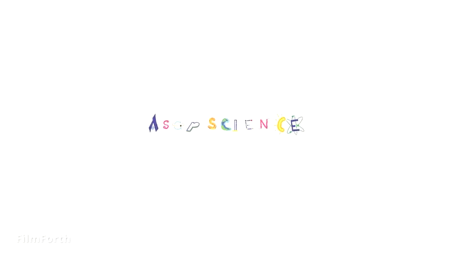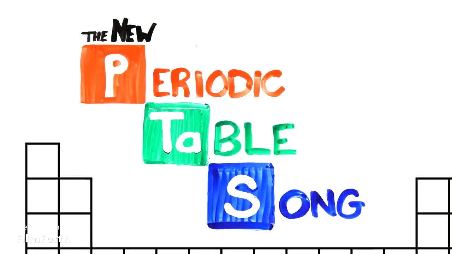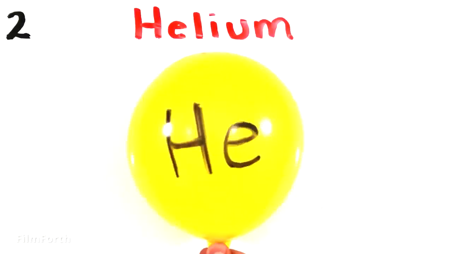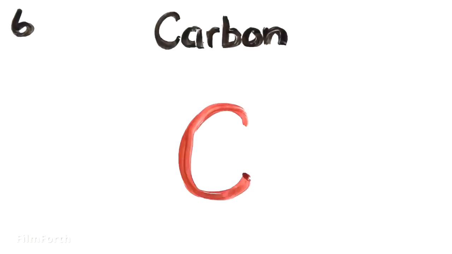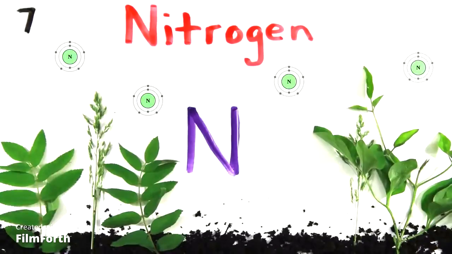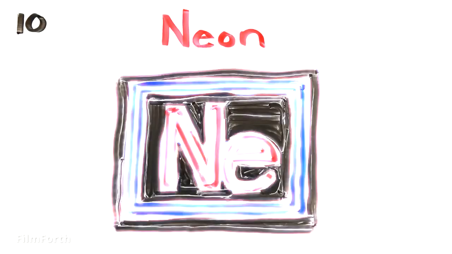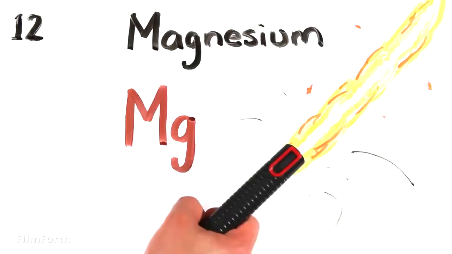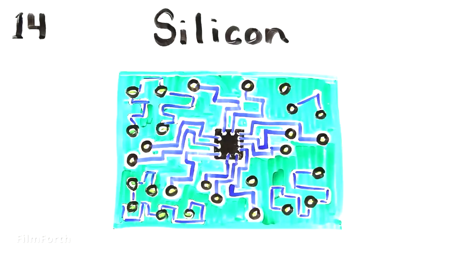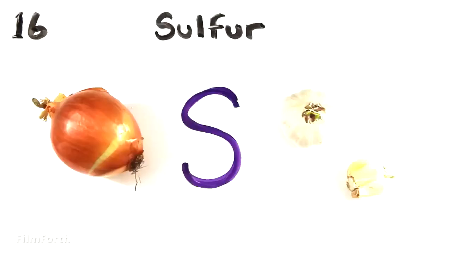And now, ASAP Science presents the elements of the periodic table. There's hydrogen and helium, then lithium, beryllium, boron, carbon everywhere, nitrogen all through the air with oxygen so you can breathe, and fluorine for your pretty teeth, neon to light up the signs, sodium for salty times, magnesium, aluminium, silicon, phosphorus, then sulfur, chlorine, and argon.